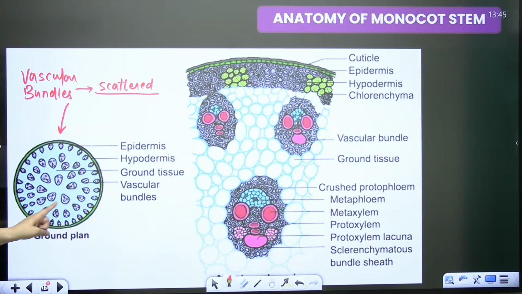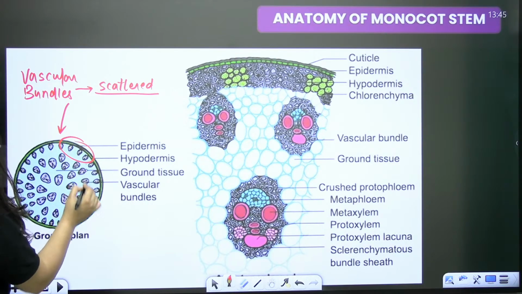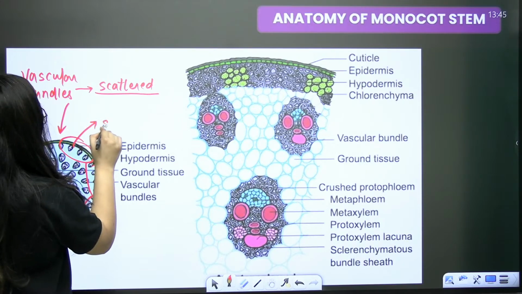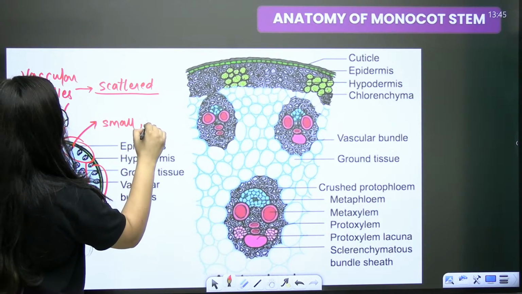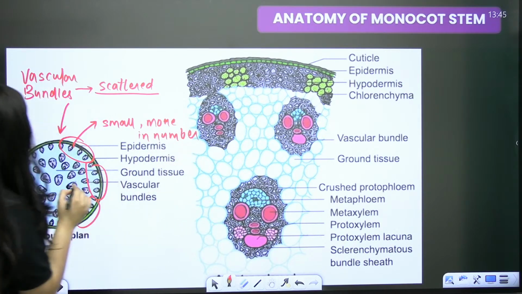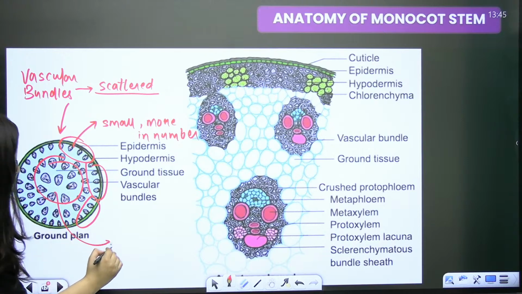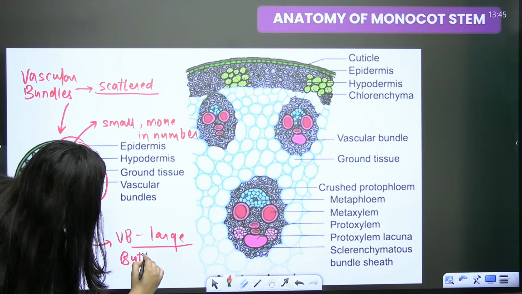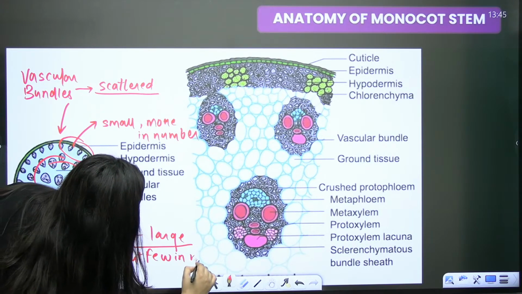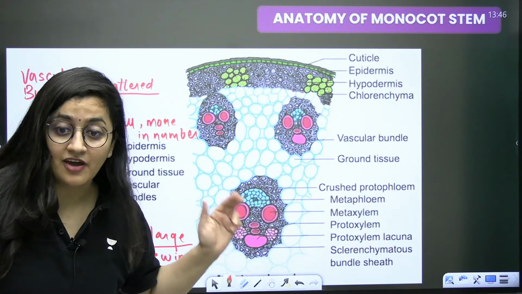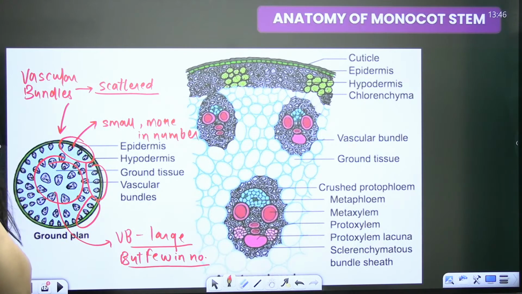And if you look at this particular diagram, the periphery has small vascular bundles. Vascular bundles near the periphery are small but more in number. And see the central part: here the vascular bundles are large but few in number. That's what you need to keep in your mind. And that's what we have already covered in the last class. If you have any doubt, do check it out. Clear, bache?